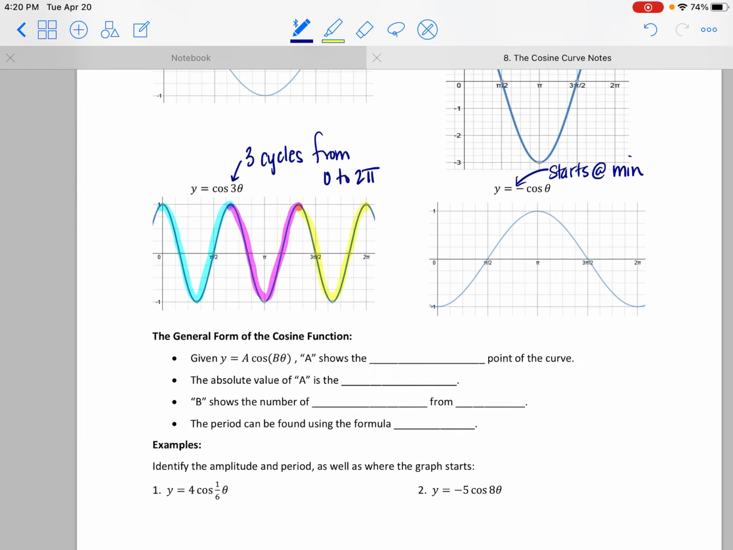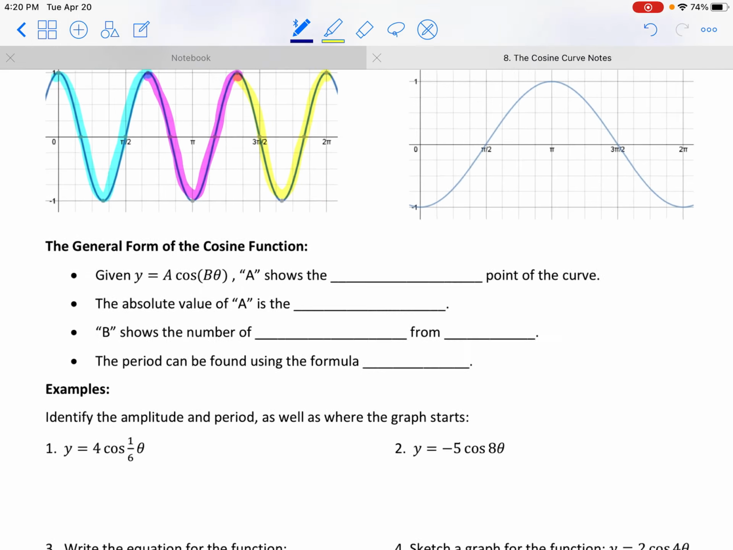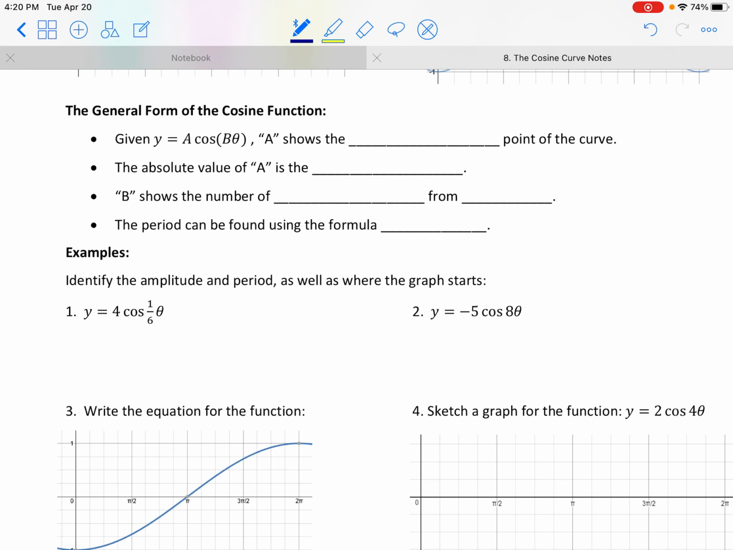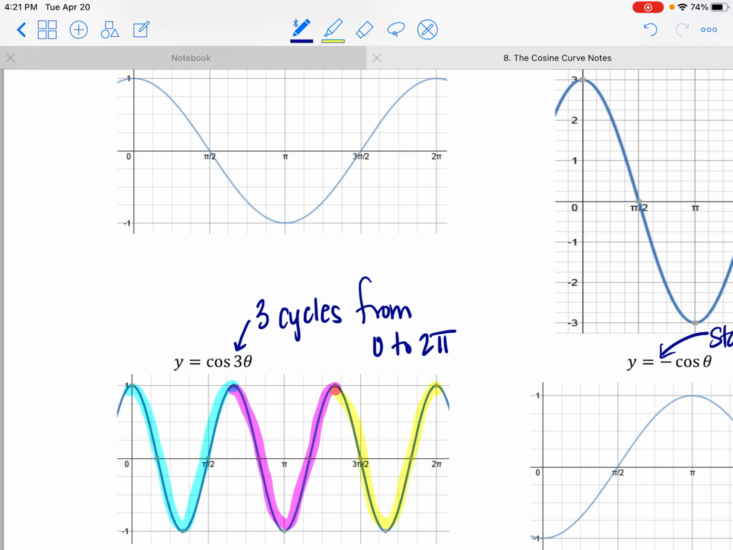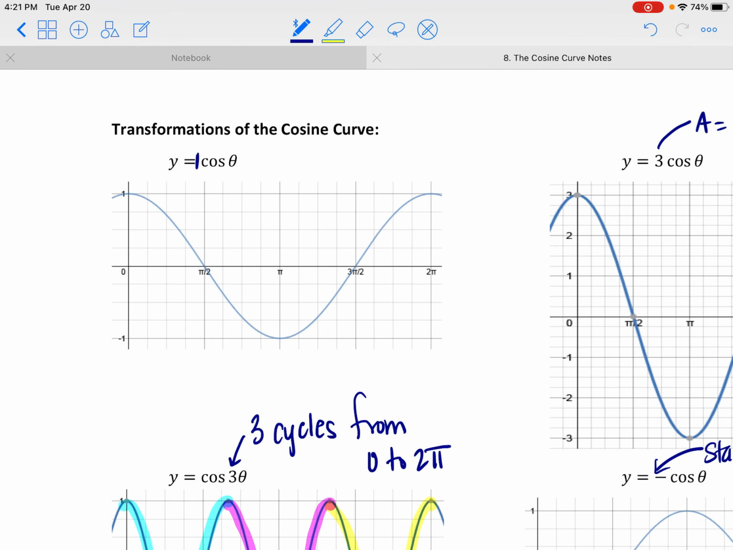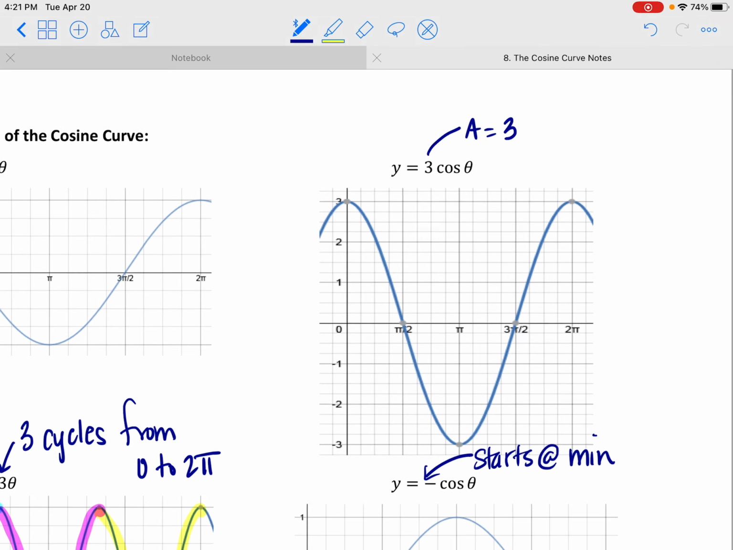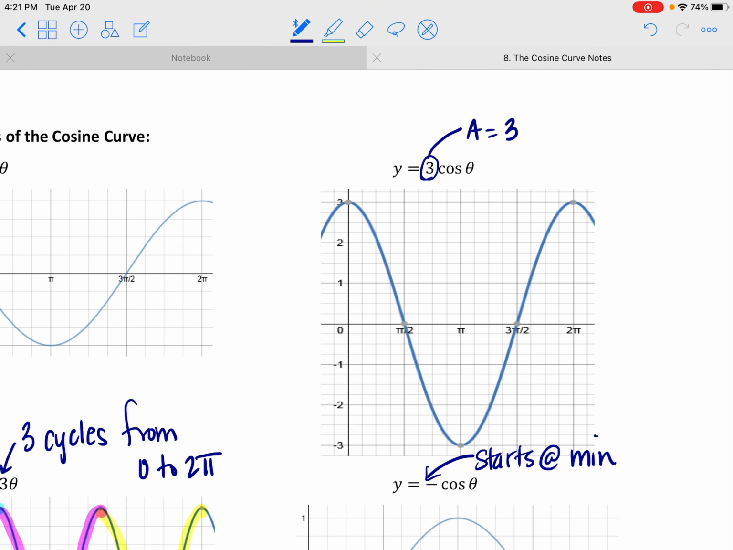Okay, so same things really that happened yesterday. We looked at the parent, y equals cosine theta. Now if we change the coefficient here and the coefficient here to numbers other than 1, then we're going to change how many cycles we have from 0 to 2 pi, and we're going to change the amplitude. Now specifically, A in the cosine curve shows us where the cosine curve is going to start. If our cosine curve has an amplitude of 1, if there's a 1 out here, then we're going to start at +1. If our cosine curve has an amplitude of 3, if there's a 3 out here, then we're going to start at 3.